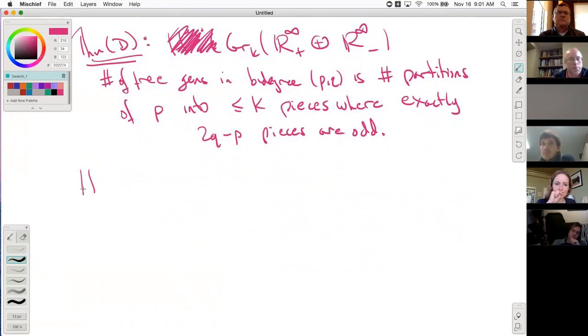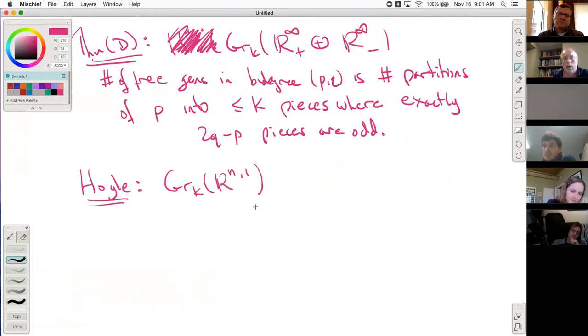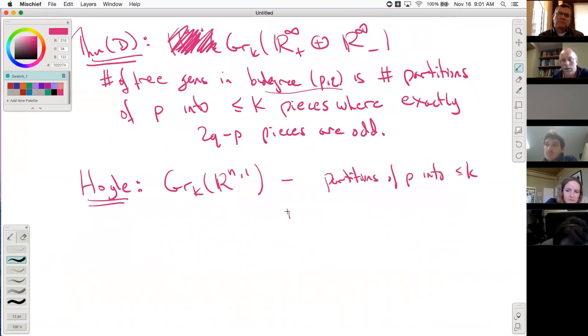Okay, so I just wanted to briefly mention what Eric Hogle has done with this. He's completely solved two cases. If you take the Grassmannians on R^{n,1}, so with one sign representation, he knows the answer here. And in bi-degree (p,q), let me see if I can write it, it's partitions of p into less than or equal to k pieces. This is a finite Grassmannian, so I need a constraint on how big those pieces can be. And the usual constraint is n minus k. So you're not surprised so far.